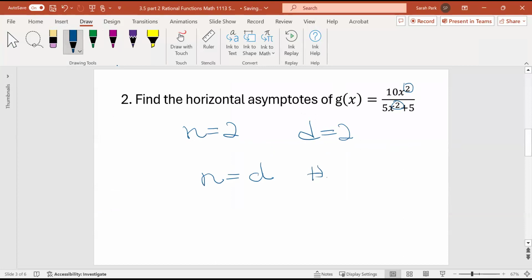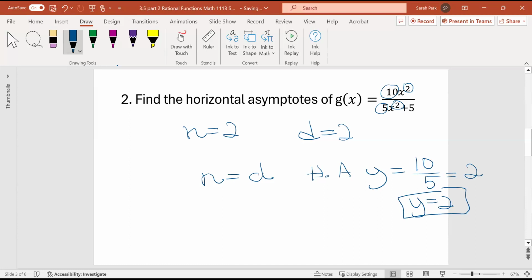Then your horizontal asymptote is going to be the quotient, or division, of these coefficients. So it's going to be 10 divided by 5, which is 2. So the horizontal asymptote is y equals 2. In general, if your degrees are the same, you're going to take the coefficient of the numerator, which is called a, and divide by the coefficient of the denominator.